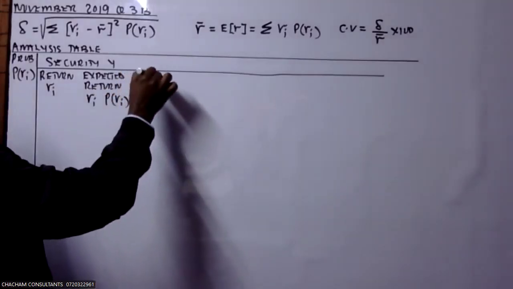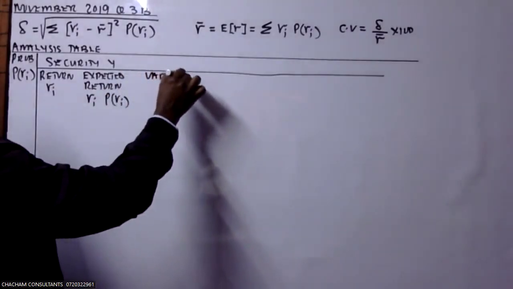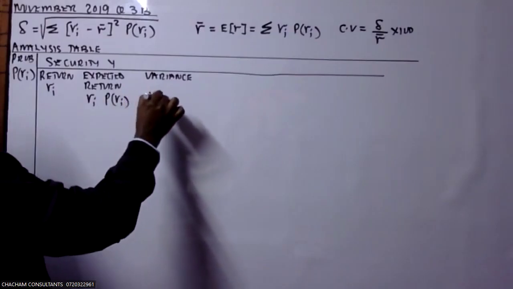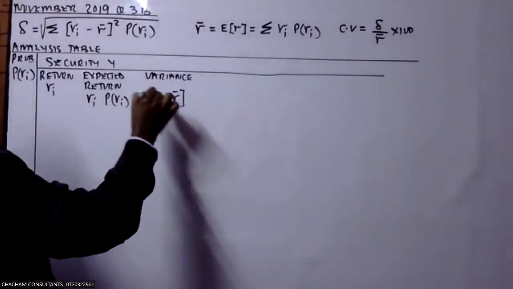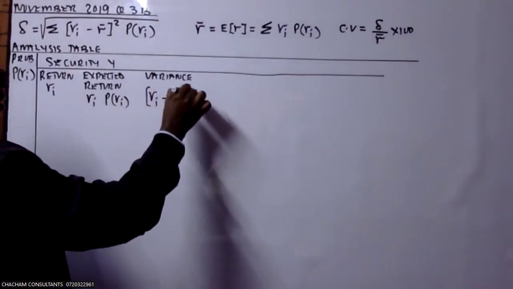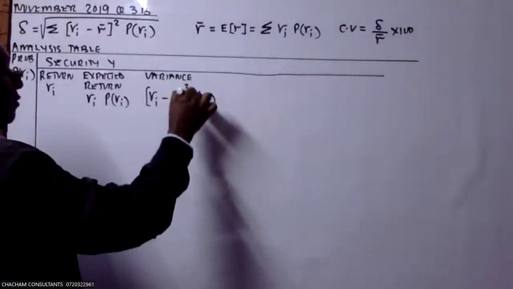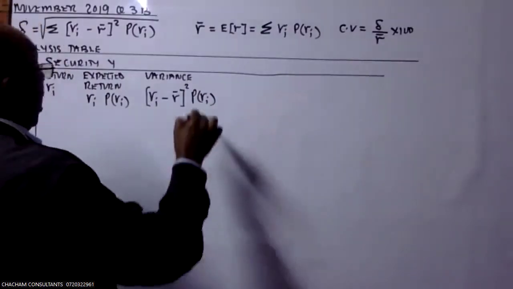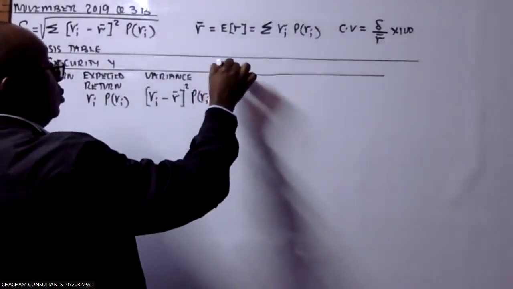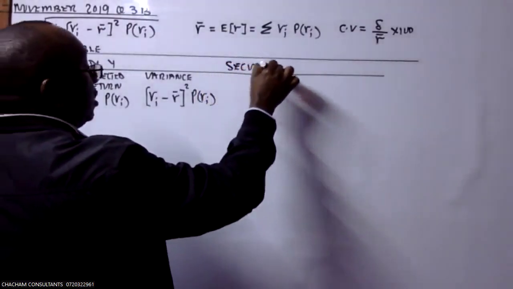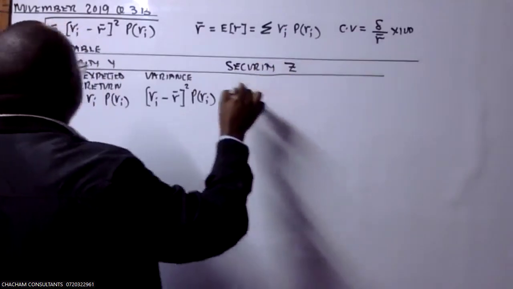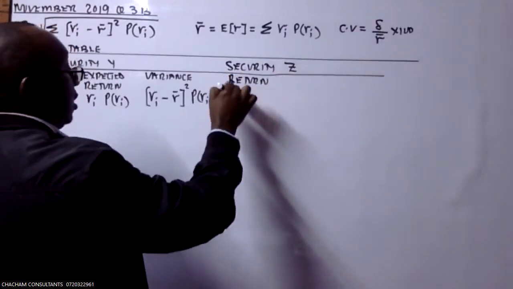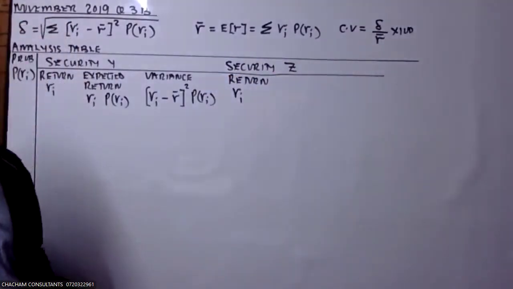Then we will have variance. Now variance is given as Ri minus R bar squared, probability of Ri. Then we come to security Z. We have the return again. We do the same thing. Ri.